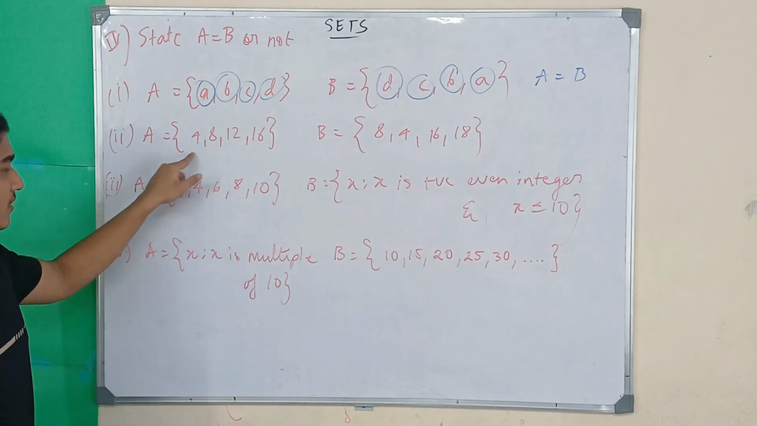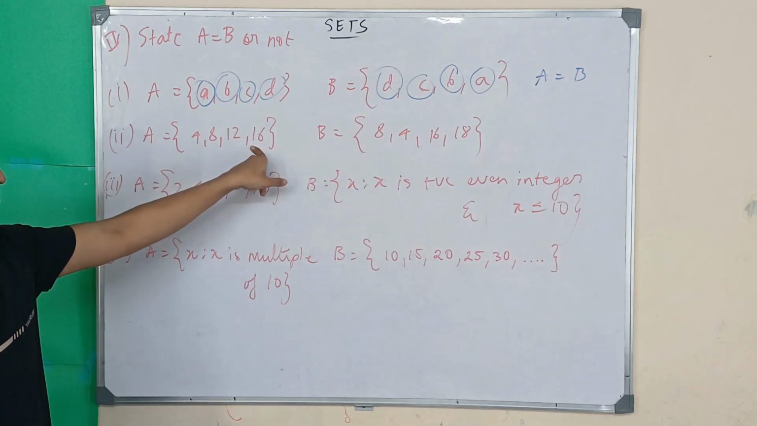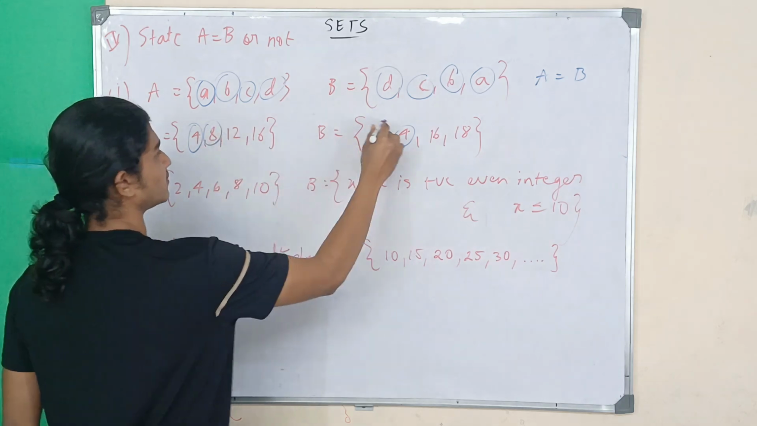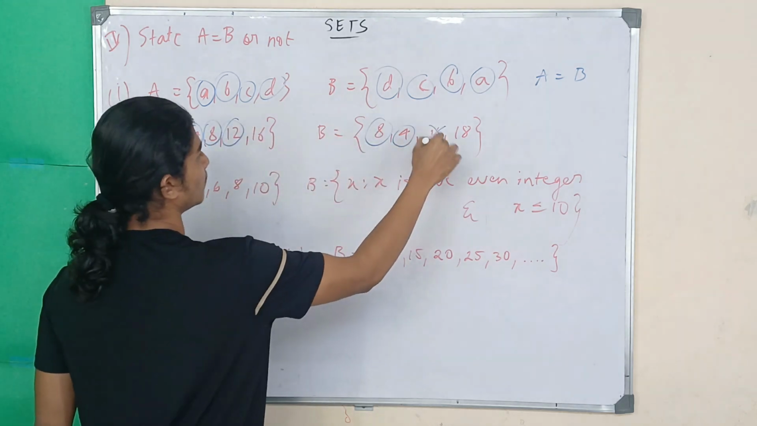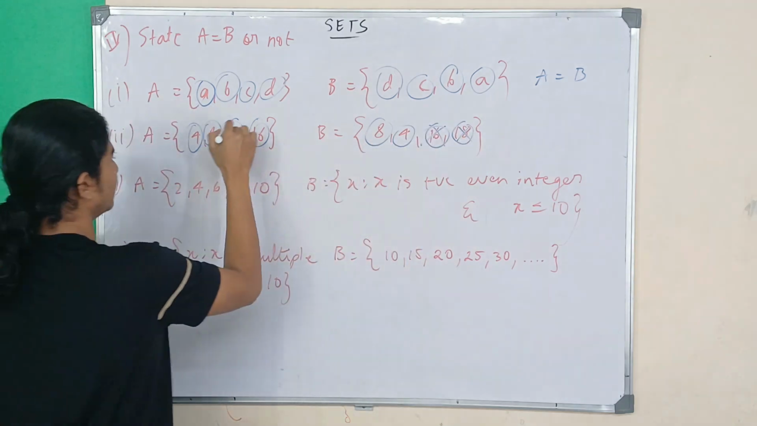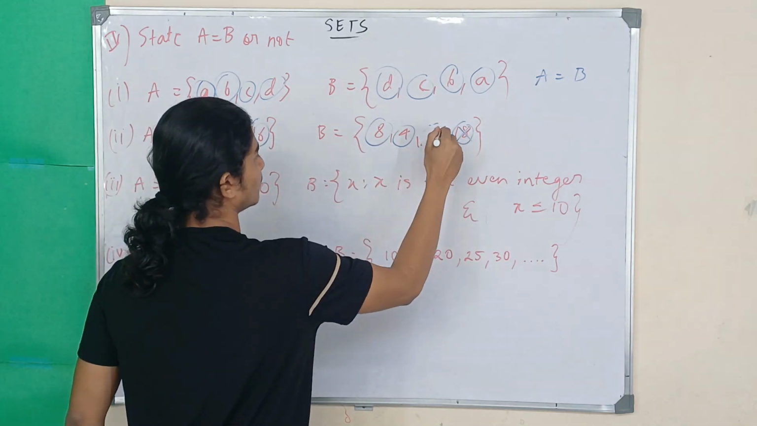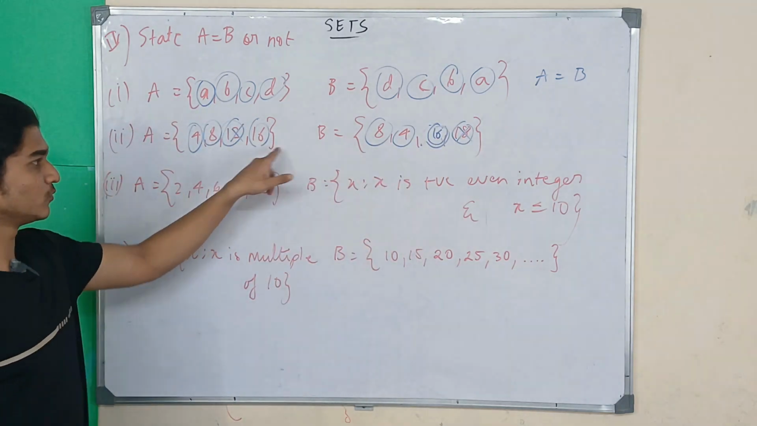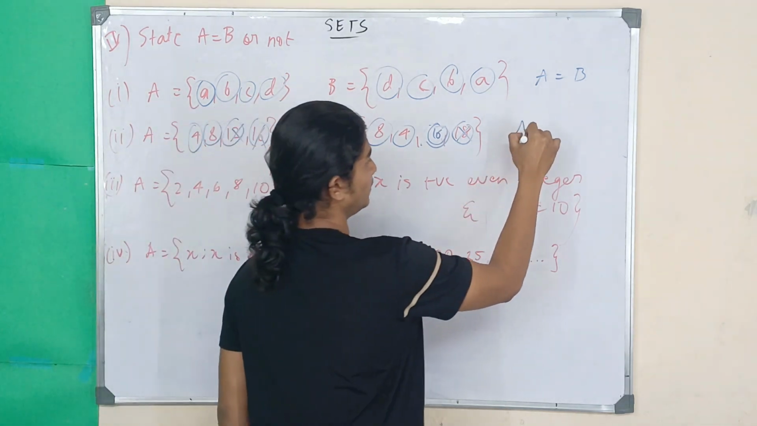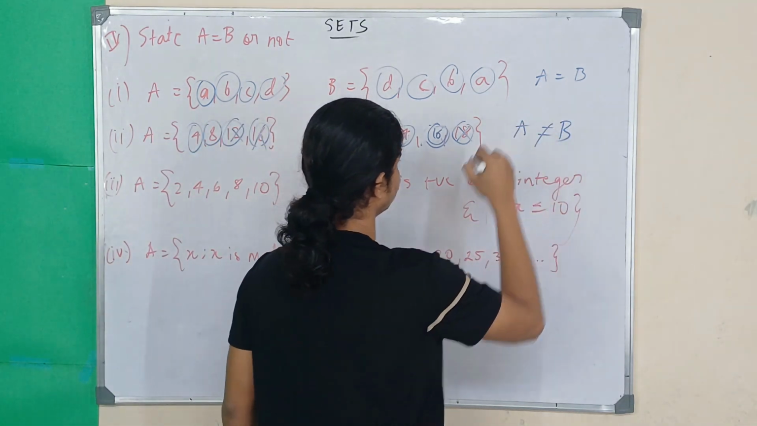So the next one is {4, 8, 12, 16}. So let us say 4 is there, yes. 8 is there, yes. 12 is there, no. 16 is there, yes. But 18 here and 12, they are misplaced. So these two elements are totally different. So I can say A is not equal to B.